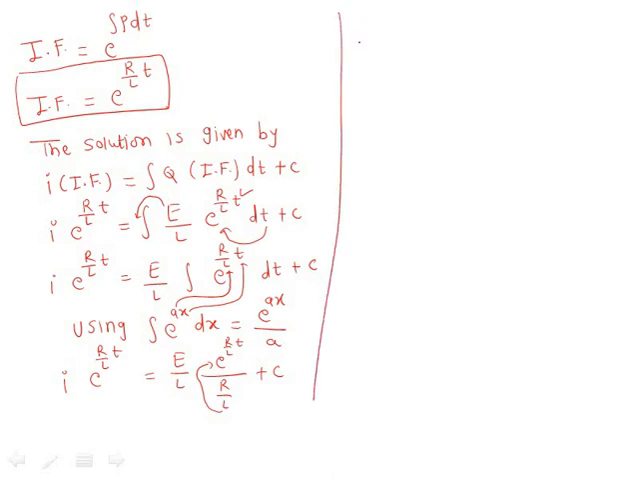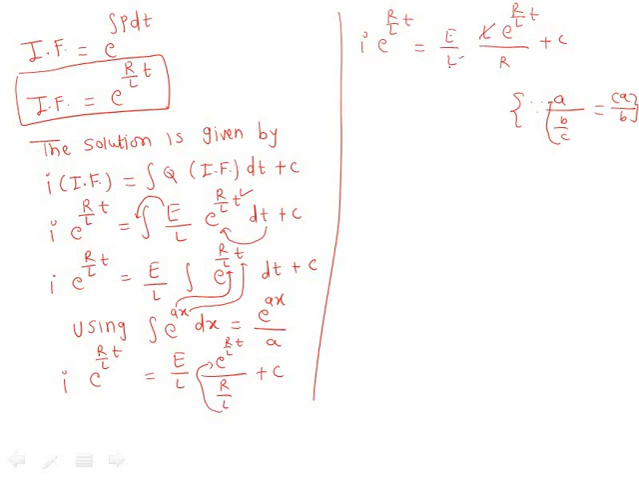So the next step will be: left hand side is as it is, I into e raised to R by L into t, and E by L. That L is transferred to the numerator, so it becomes L into e raised to R by L into t upon R plus c. As we know, this is one of the basic formulas: if the term is like this, then this L will be transferred to the numerator. So that's why we have used this.